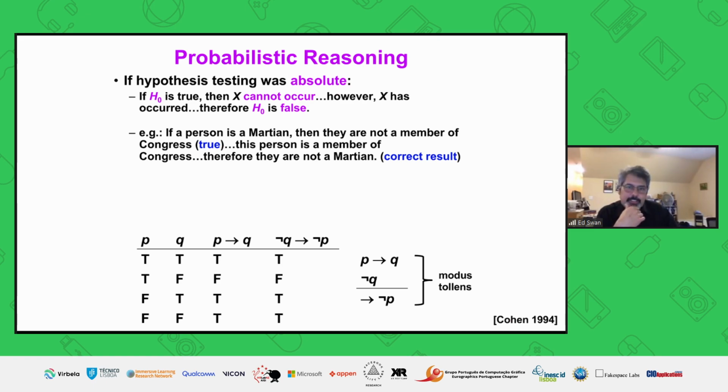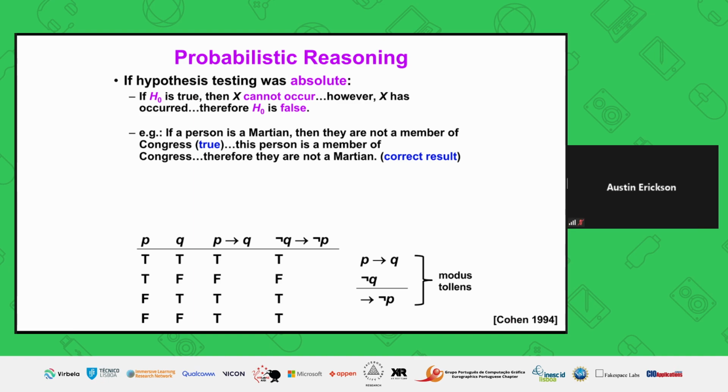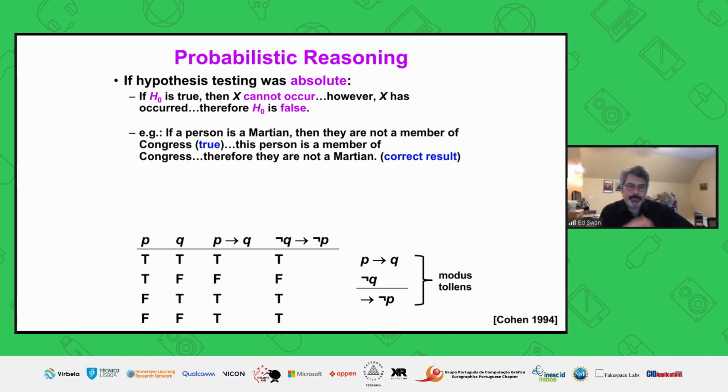Is it actually the case that no member of the US Congress is a Martian? I mean, I don't know. Sometimes it seems like that might not be the case. Nevertheless, let's take this as a correct result. Okay. But all of this is assuming that hypothesis testing is absolute.